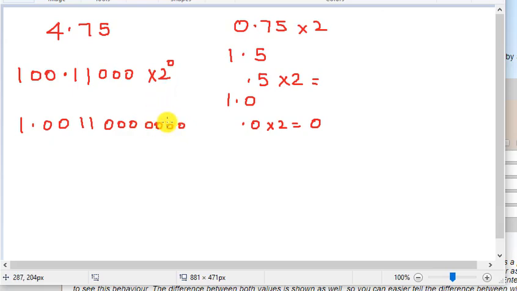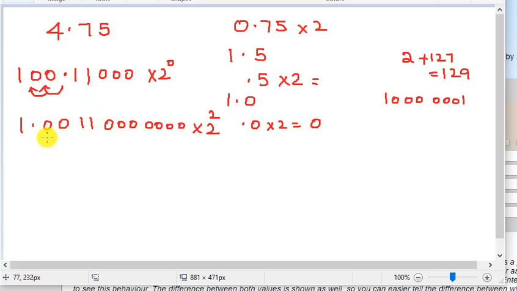We'll fill it up with zeros. Times 2 power, we pushed 2 times, 1 and 2. So it's 2 power 2. And I said in the beginning, we need to add this 2 to the exponent. So 2 plus 127 is 129. And 129 in 8-bit is 10000001. And then this entire thing is the mantissa. This is the mantissa.